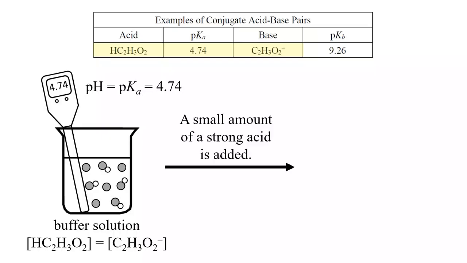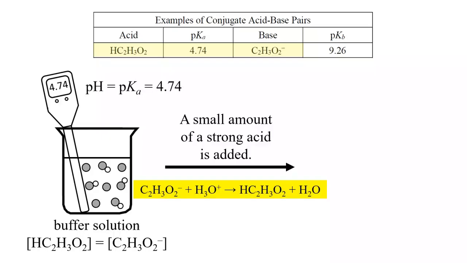Now, here comes the change. A small amount of a strong acid is added to this buffer solution. So the chemical reaction that will take place is between the hydronium ions of that strong acid and the acetate ions that are present in that buffer. And when that chemical reaction takes place, the products of that reaction are acetic acid and water. So as a result, the concentration of the acetate ion in the buffer will decrease a little bit, and the concentration of acetic acid in that buffer will increase a little bit.